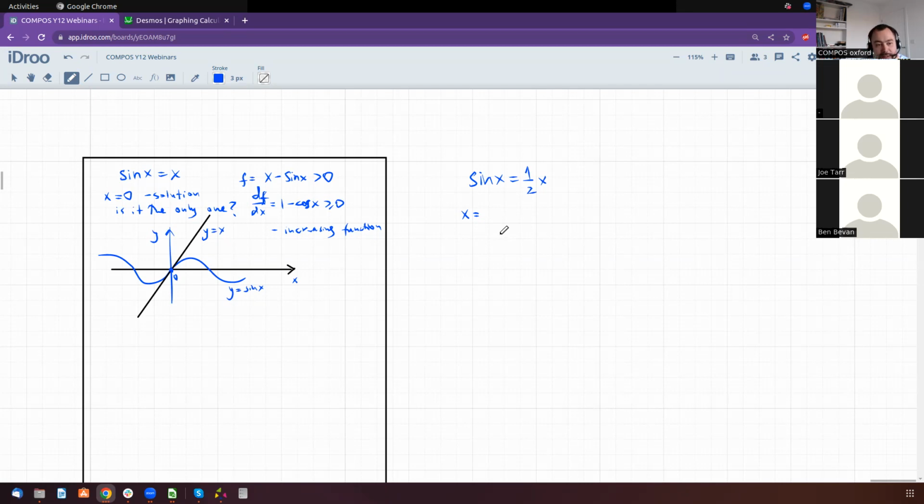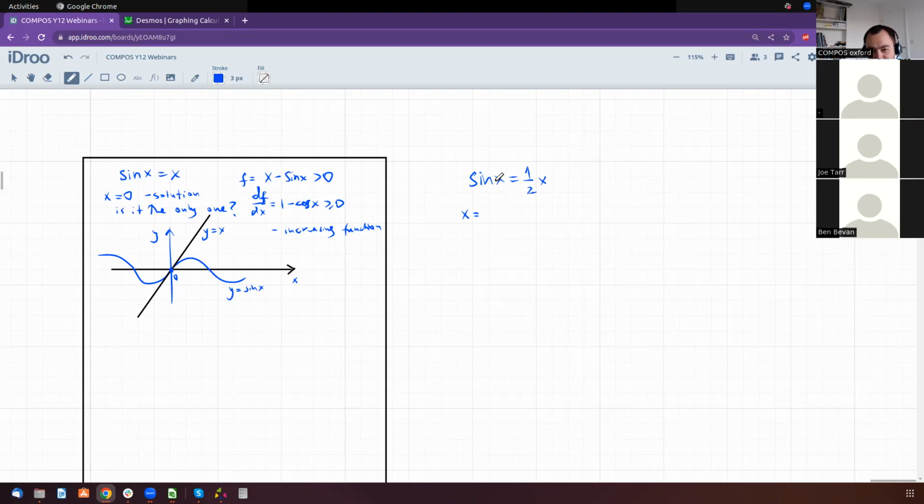x equals y is a tangent. Are you talking about this one? Is a tangent. So what are you trying to say? You're saying that 1/2 x is not a tangent, therefore there must be at least two values. Yeah, yeah, that is true. How many solutions do you think it has? 4.